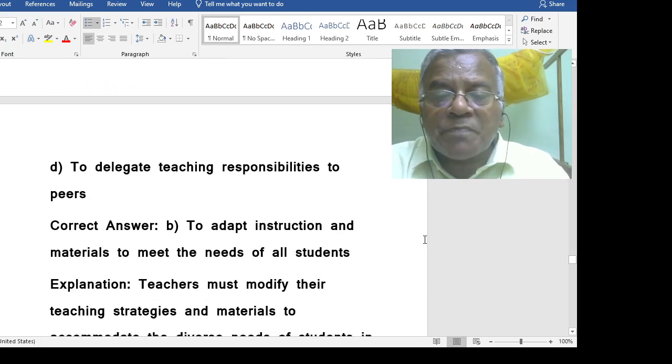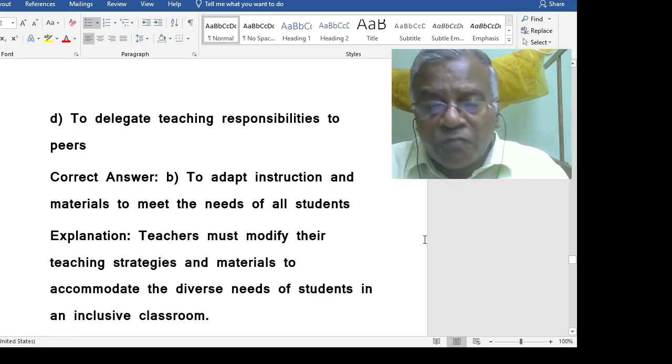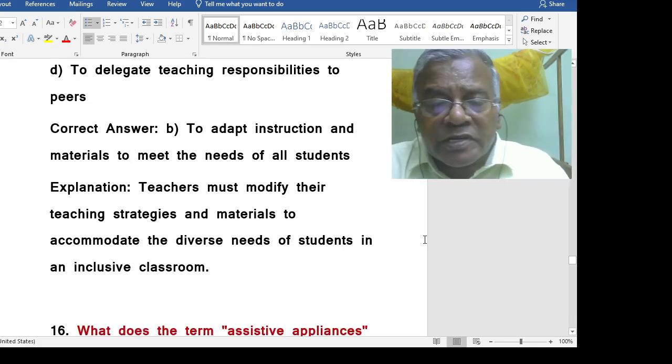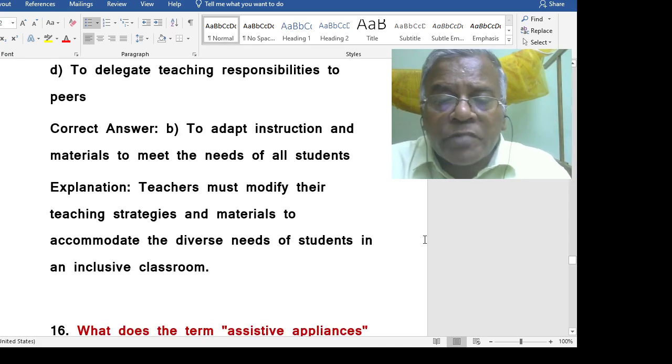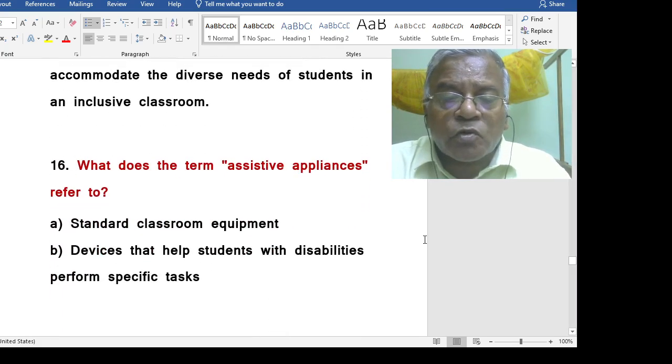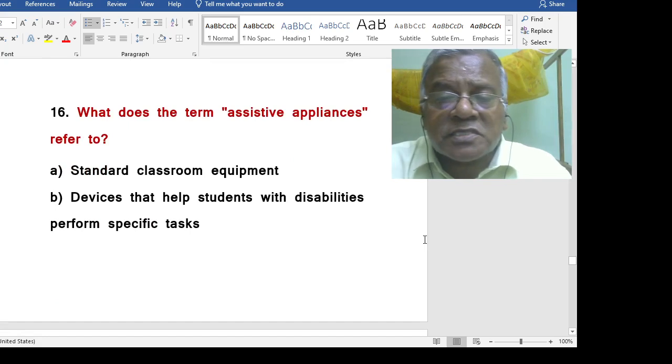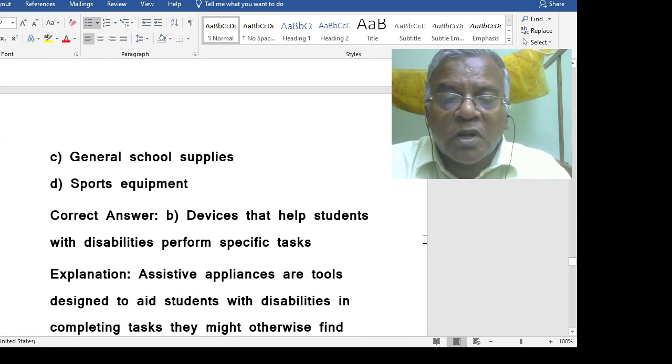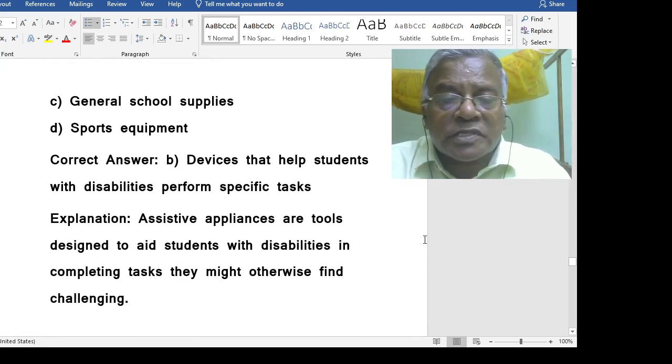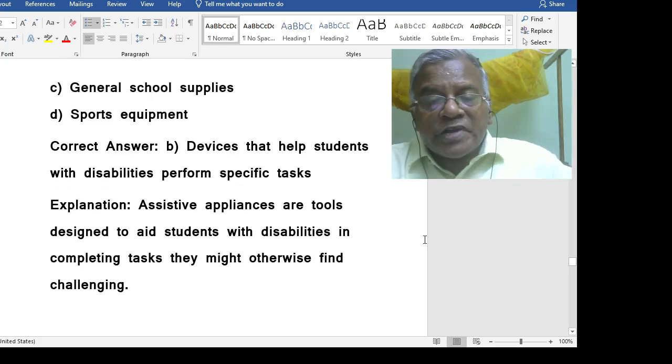What is the role of teachers in an inclusive classroom? That is to adapt instruction and materials to meet the needs of all students. Teachers must modify the teaching strategies and materials to accommodate the diverse needs of students in an inclusive classroom. What does the term assistive appliances refer to? They are devices that help students with disabilities perform specific tasks.